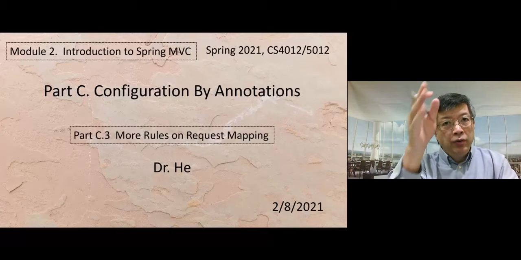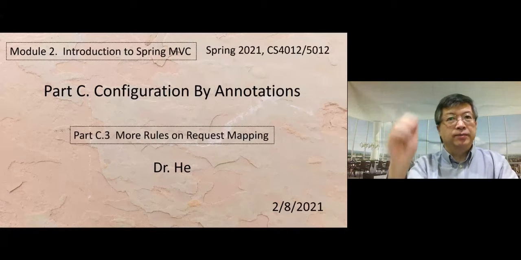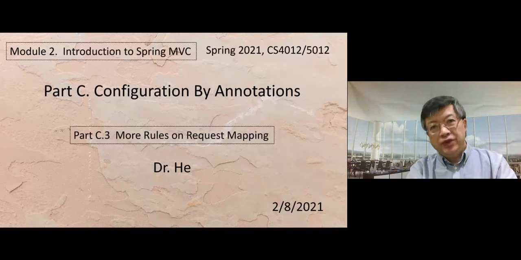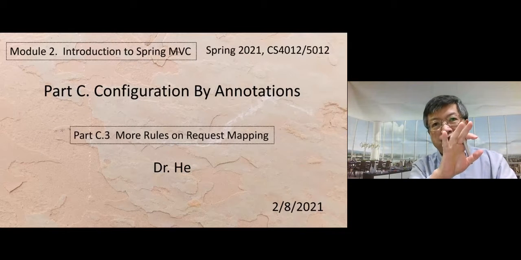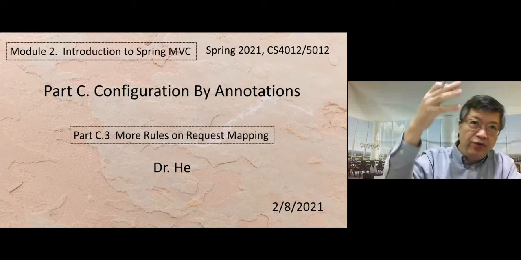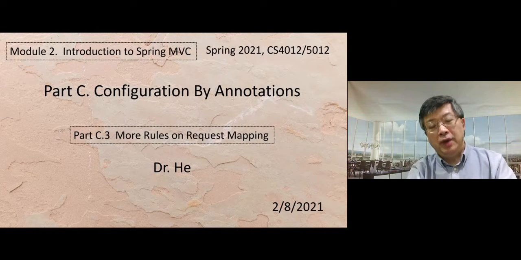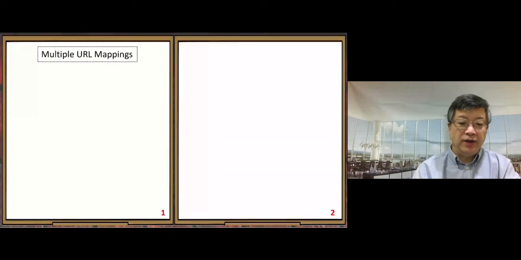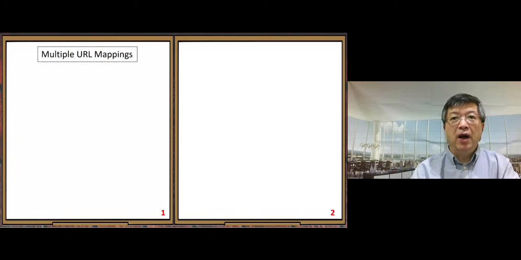C.3, more rules on request mapping. In this one, we continue from the previous video, but we add a few more rules. All right, so first, let's look at multiple URL mapping.